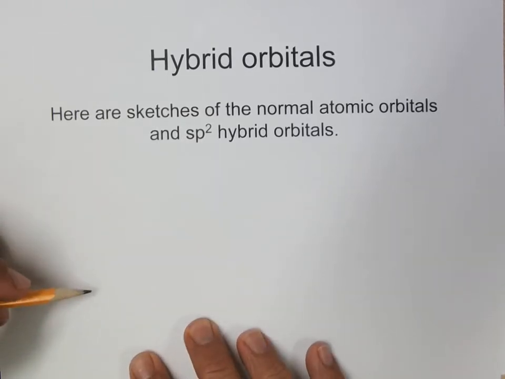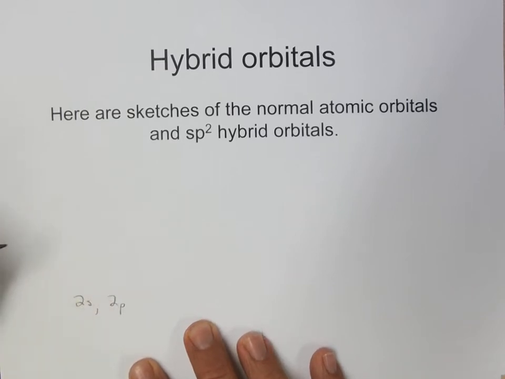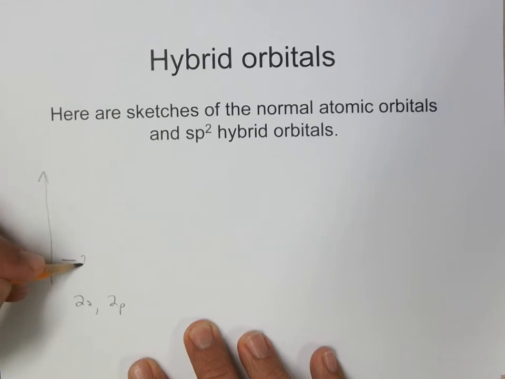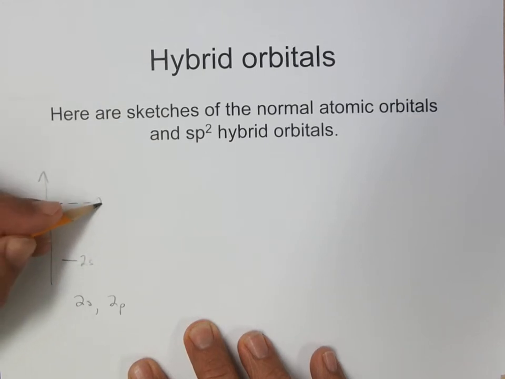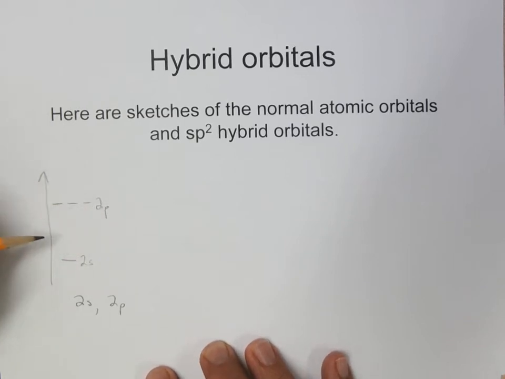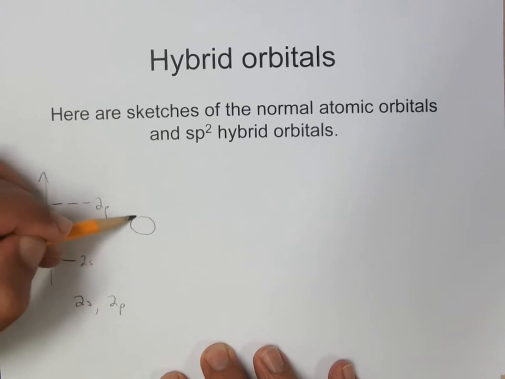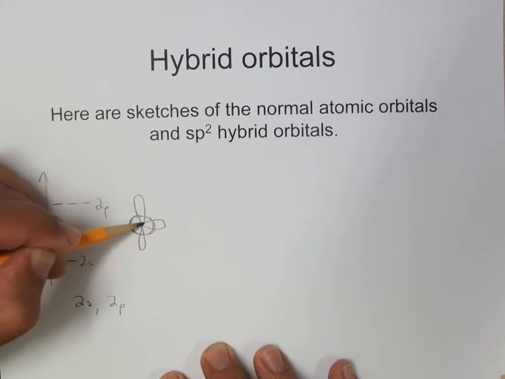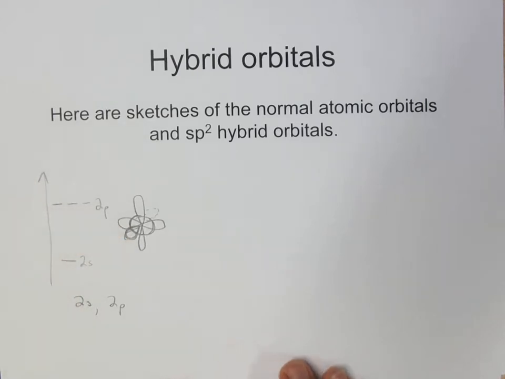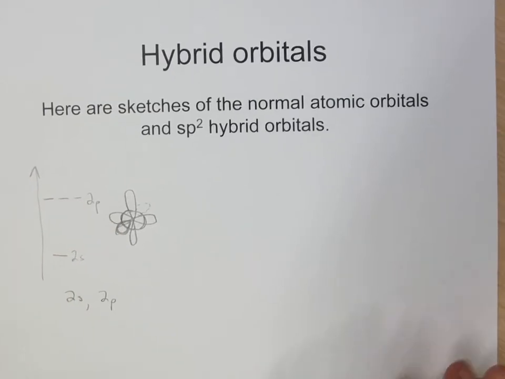So our normal way of thinking about this is we could have the 2s and the 2p orbitals, right? And so in an energy diagram, we might have 2s and 2p as being our valence orbitals, and that's where the valence electrons would be. In a sketch, we'd have the spherical s orbital, and we'd have these three figure 8 shaped p orbitals that are all perpendicular to each other. So that's what the normal orbitals look like.